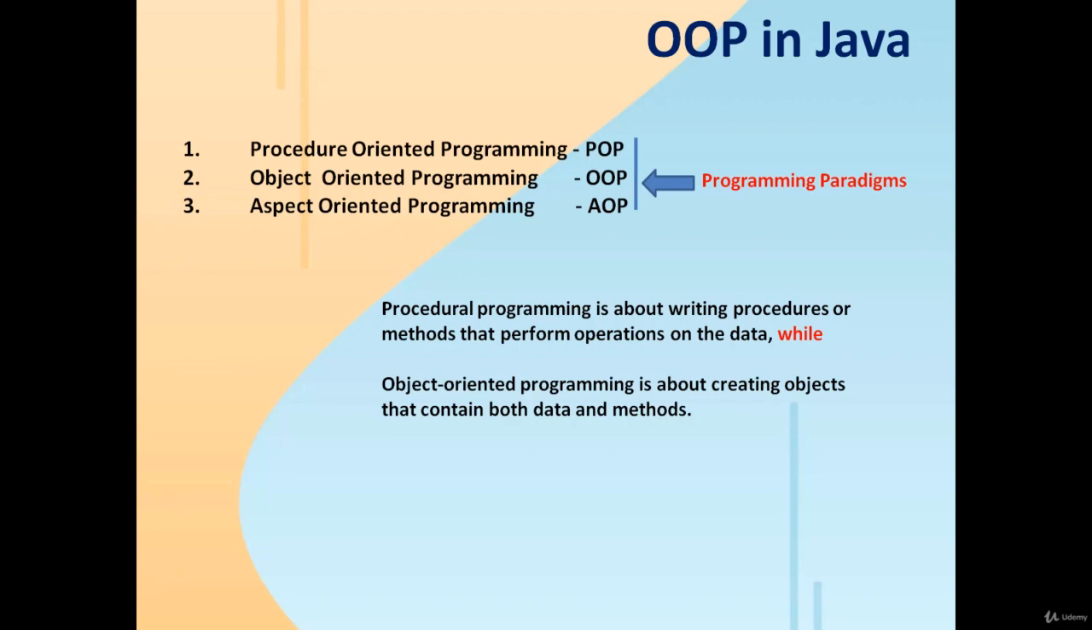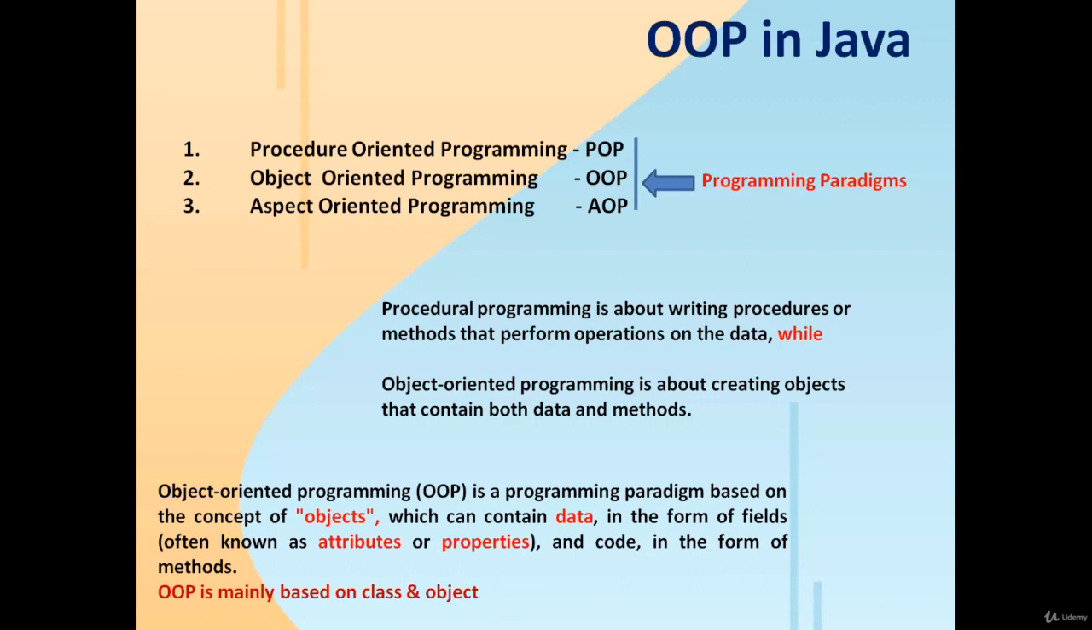Consider the C programming language. When you write a C program, that C program may have global variables. Those global variables can be accessed by all the functions, because data is separate and function is separate. So that data can be accessed by all the functions. There is no security for data, and you need to write so many lines of code.